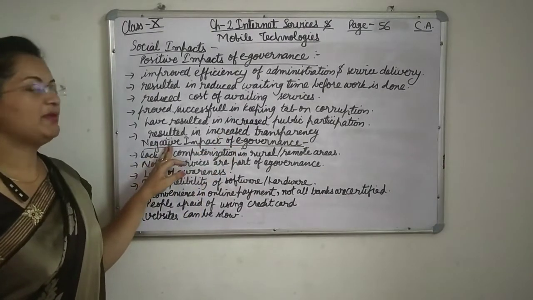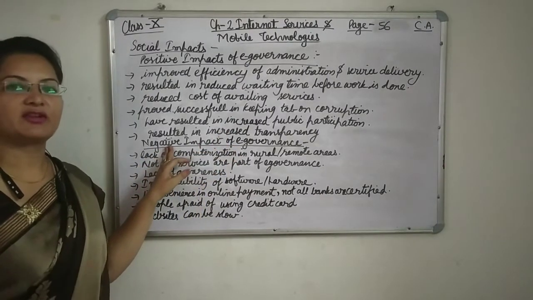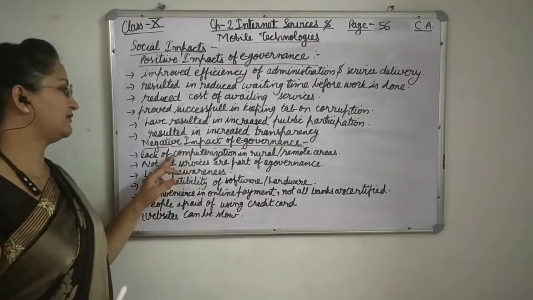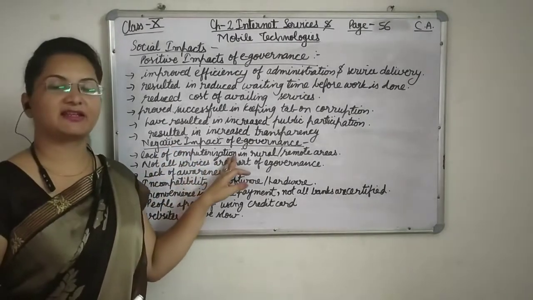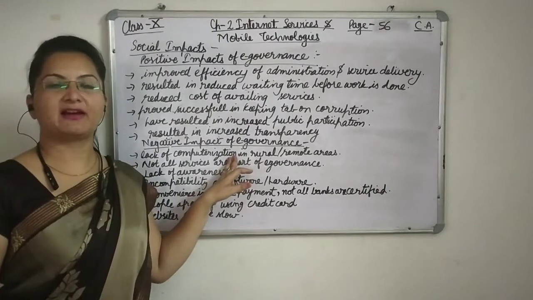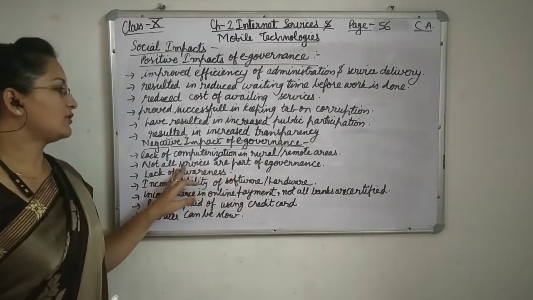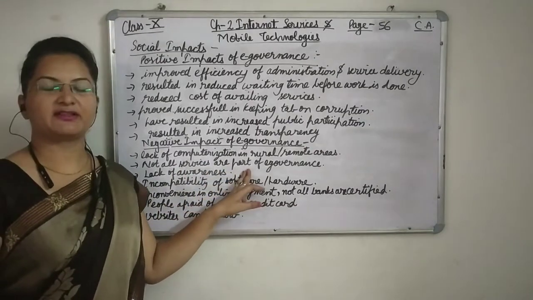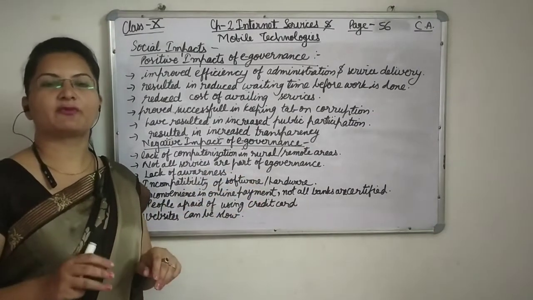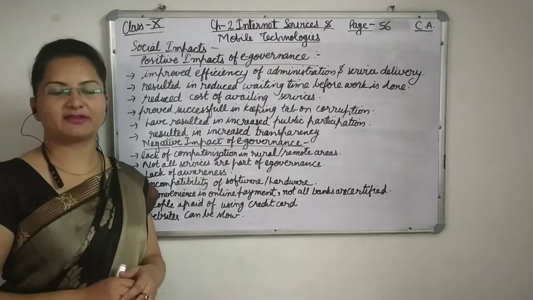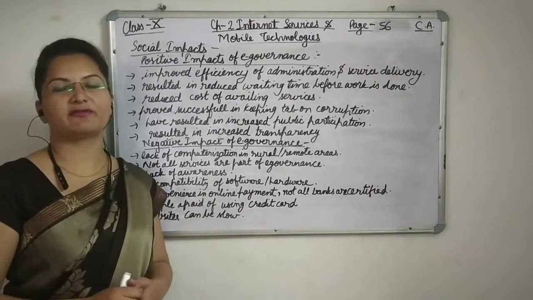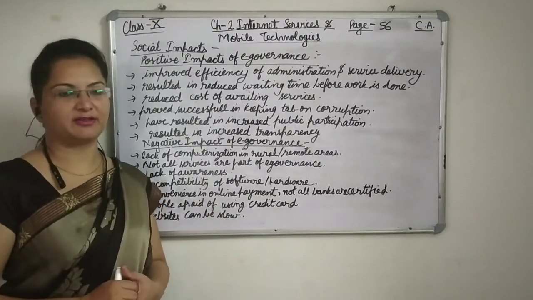Now, the negative impact of e-governance. What are the negative impacts? First of all, lack of computerization. In some of the rural and remote areas, computers are still not used. Then, not all services are part of e-governance. The government is still not providing websites for all the services. Still, we have to go to some of the offices to get our work done.